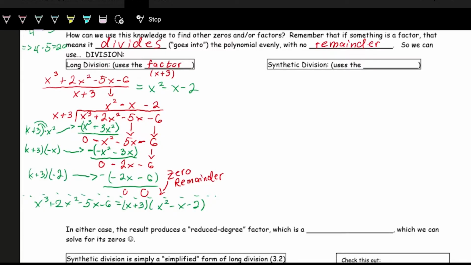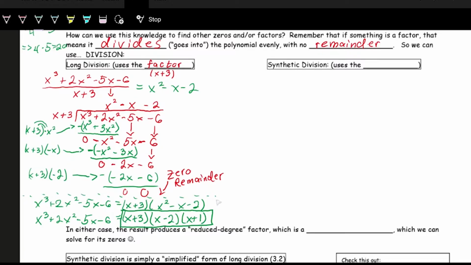And we see that those factors will be negative 2 and positive 1, because those multiply to negative 2 but add to negative 1. So we can factor this even further, and this is x plus 3 times x minus 2 times x plus 1. And so these are the factors of this polynomial. What we started with is this expression here: x cubed plus 2x squared minus 5x minus 6. This whole thing we just factored into x plus 3 times x minus 2 times x plus 1.